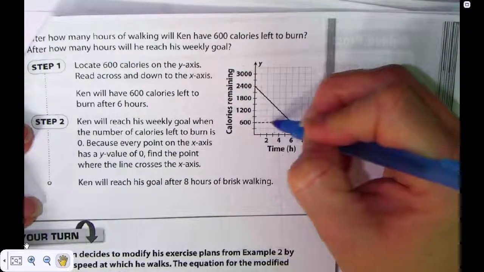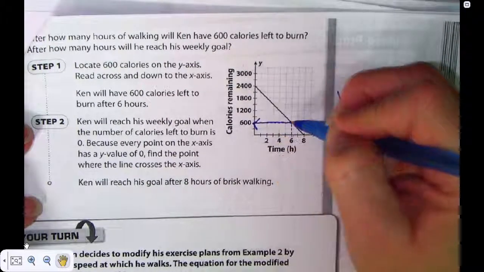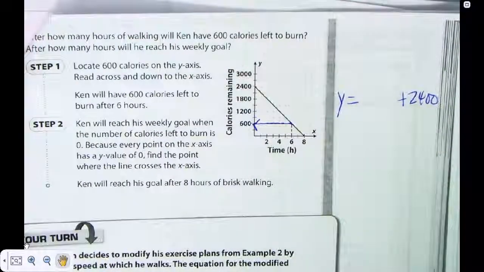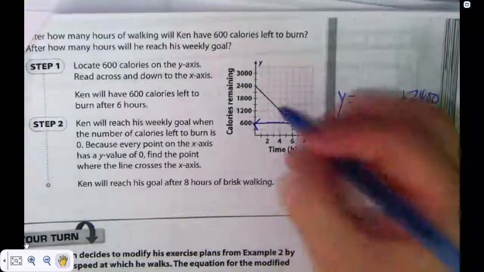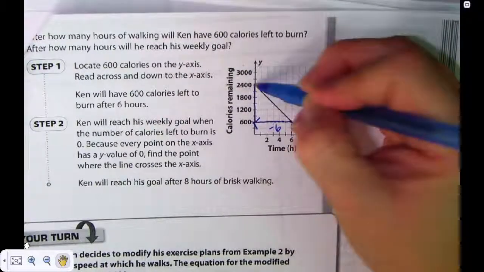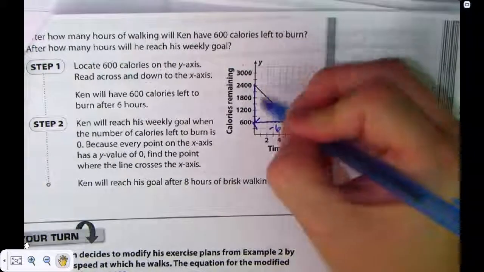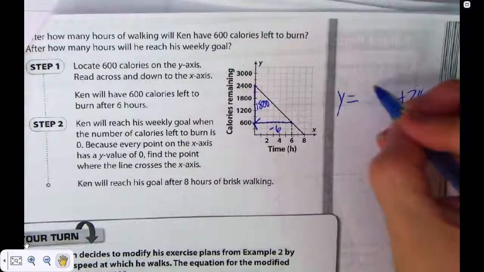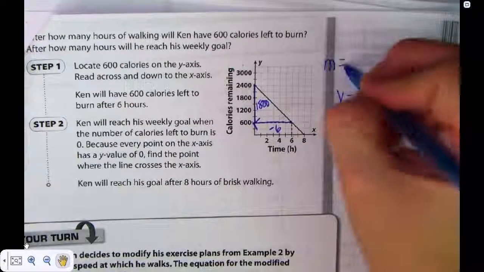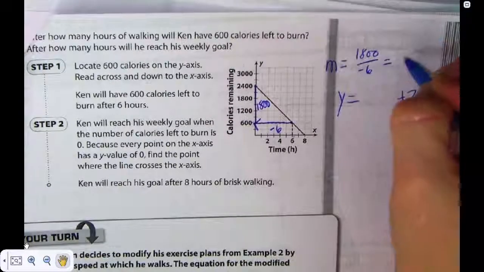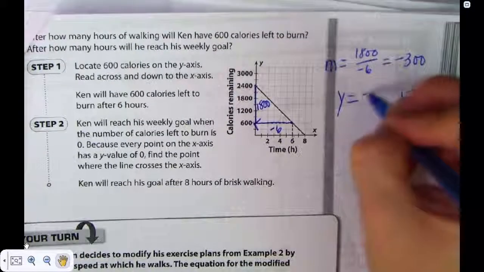So we're going to use his dotted line and we're going to go over. How much would that be? 6. -6. Yes, -6. And we're going to go from 600 to 2400. What is that? 1800. Good. 1800. So m equals 1800 over -6, which is -300.